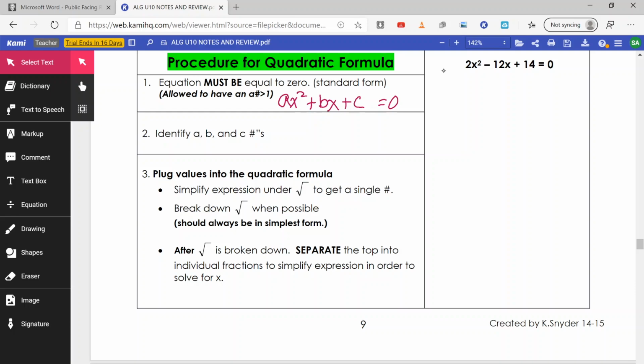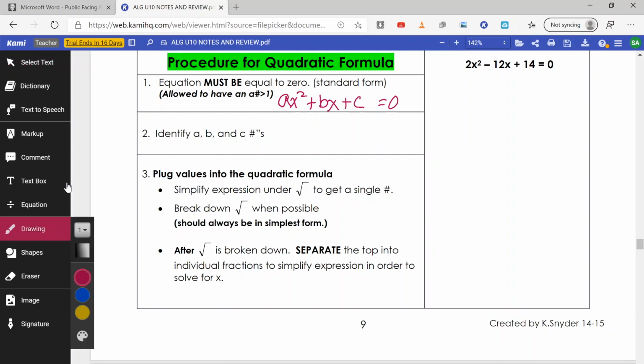When we use the quadratic formula, I will use it whenever my first number is anything besides 1. So here we have it in standard form, 2x squared minus 12x plus 14 equals 0, so we're good with standard form. A is not 1, so I'm going to automatically go to the quadratic formula. So step 1, identify A, B, and C.